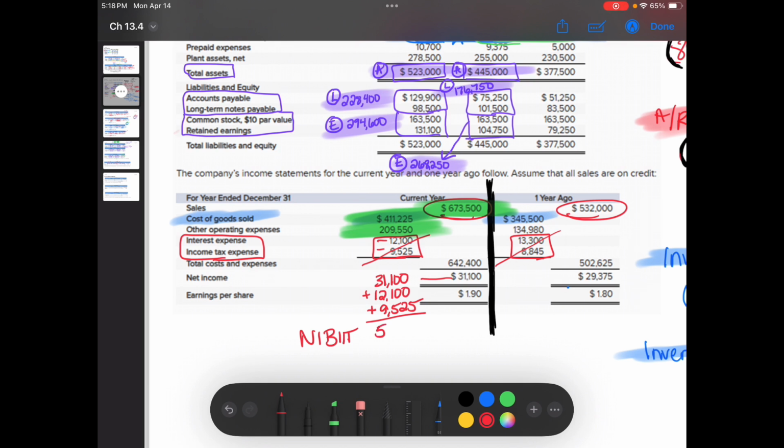So it's 52,725 for that year. So you could also, just like I highlighted up above, take that sales amount and subtract both of these expenses, and you could come to that same amount. All right, I'll show it for the prior year as well.